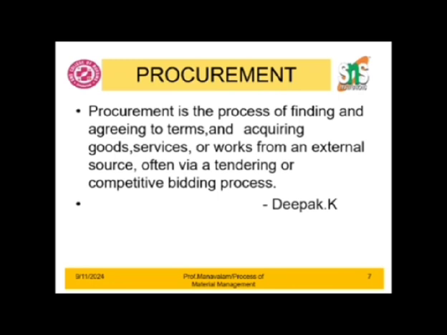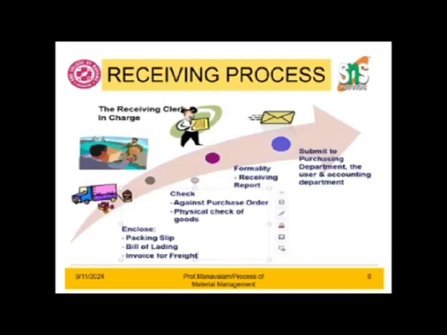Procurement. Procurement is nothing but the process of finding, agreeing to terms and acquiring the goods, services or works from external sources via a tendering or competitive bidding process. After procuring the material, the next step is we have to receive the materials into the stores. So the receiving clerk is in charge of doing this process.